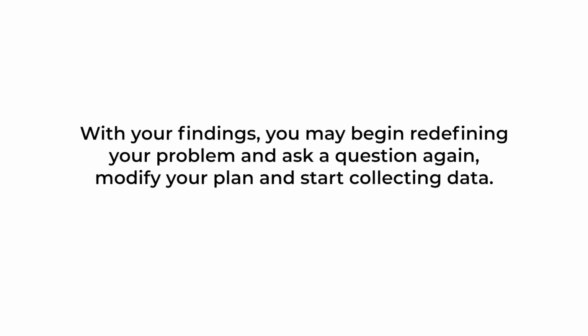You may have formulated your final conclusion and shared the result of your study with your colleagues and other stakeholders, but the cycle does not end there. With your findings, you may begin redefining your problem and ask a question again, modify your plan, and start collecting data. This is the action research cycle. The continuous improvement goal moves you to continually look for areas in your current practice to improve.